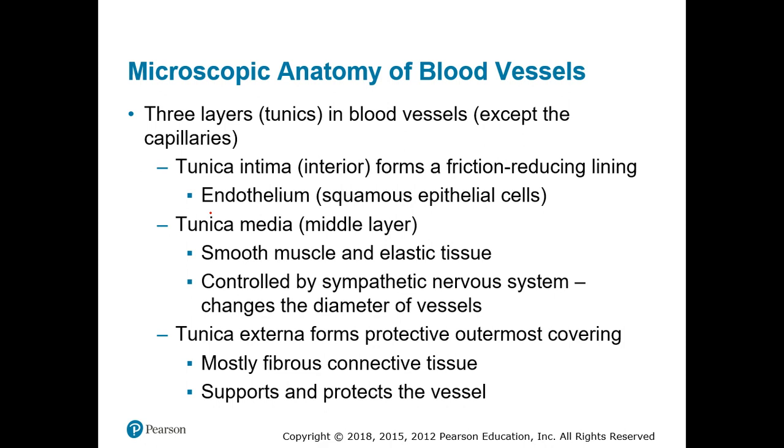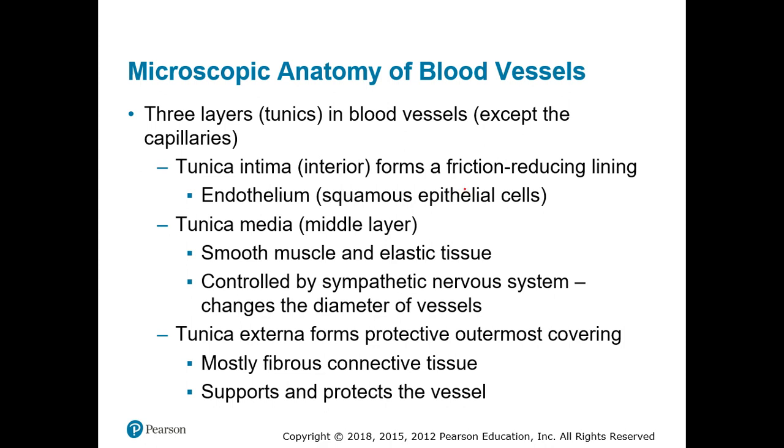Besides talking about these blood vessels, we're going to also talk about the anatomy of these blood vessels. There are actually three layers, and we call these layers tunics of blood vessels. Typically, arteries and veins are going to contain all three of these layers. Capillaries typically only contain one of the layers. So let's talk about all three. The first one is the tunica intima. This is going to be the interior part of the blood vessel, and this is where, again, it's going to form a friction-reducing lining.